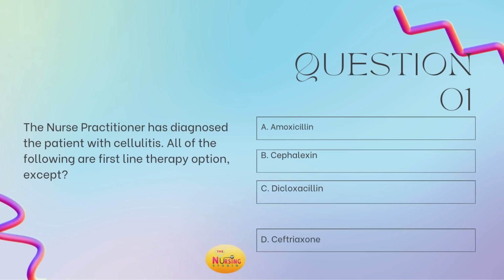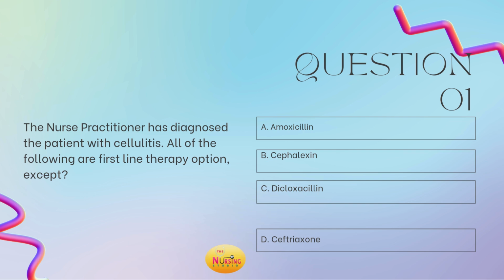All right, you guys, we're continuing our derm series. So, question number one states the nurse practitioner has diagnosed the patient with cellulitis. All of the following are first line therapy options except, is it A, amoxicillin, B, cephalexin, C, dicloxacillin, or D, ceftriaxone? Take a moment and tell me what you got in the comments, you guys.